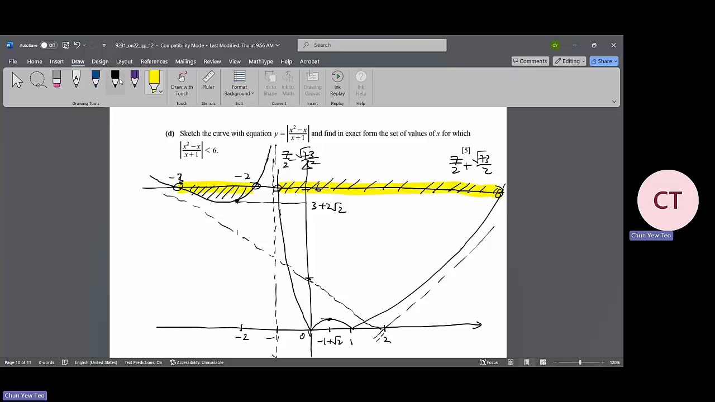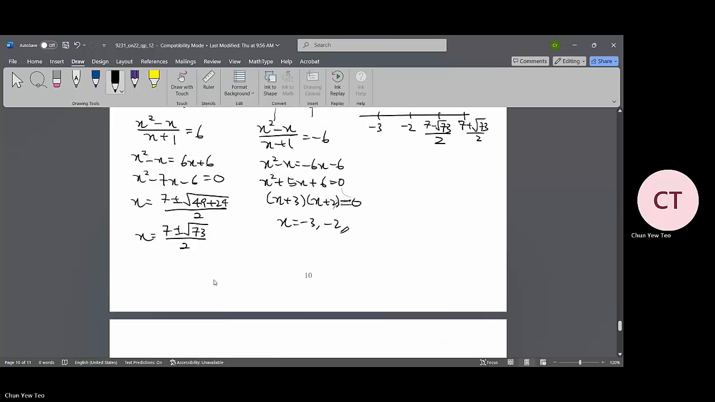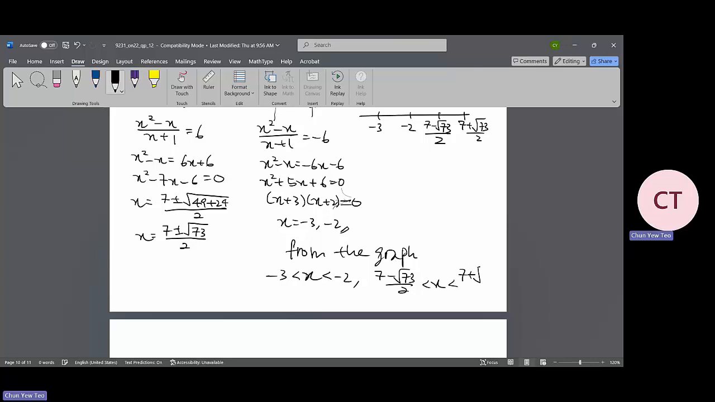Okay, so from the graph, your x will be between -3 and -2, and between 7 minus square root of 73 over 2 and 7 plus square root of 73 over 2. Okay, so this will be your answer.